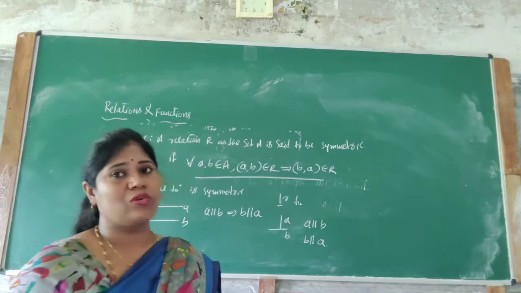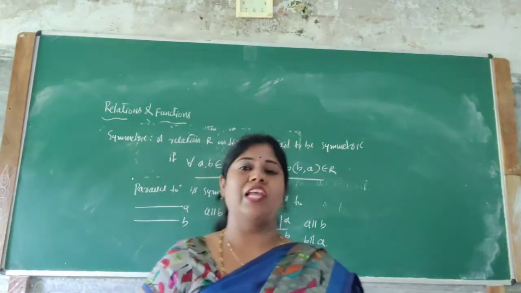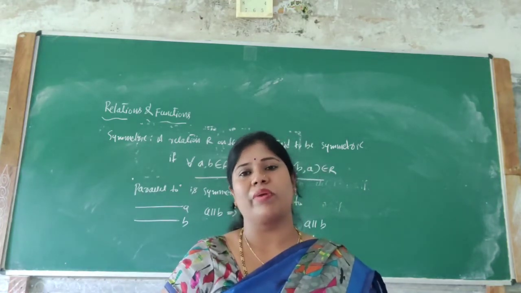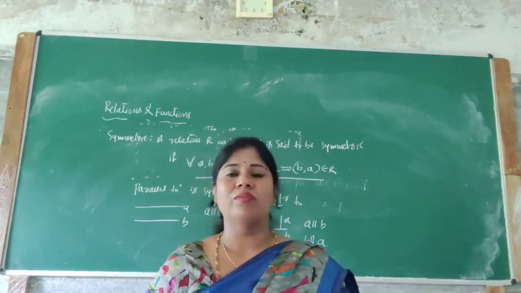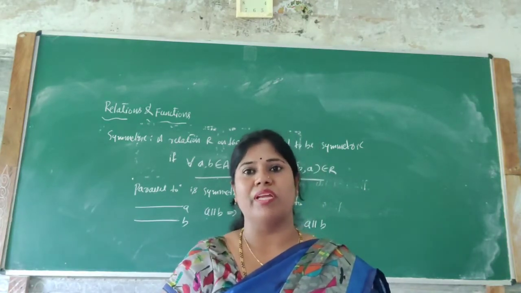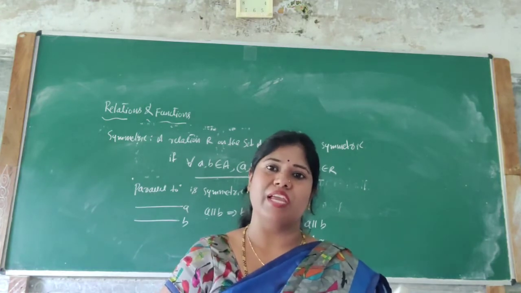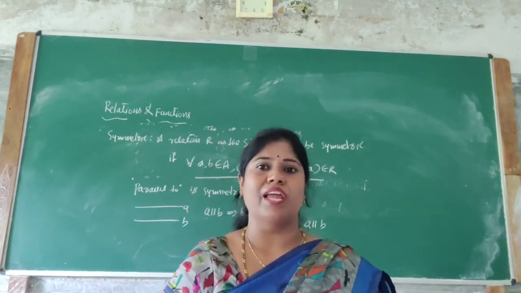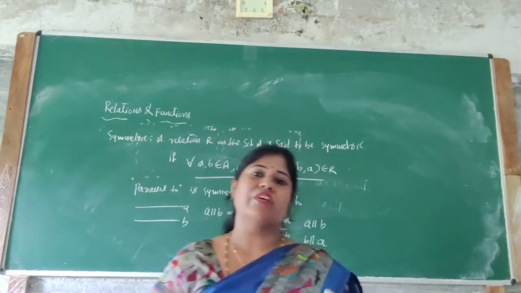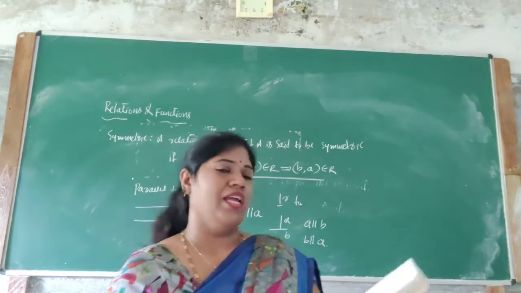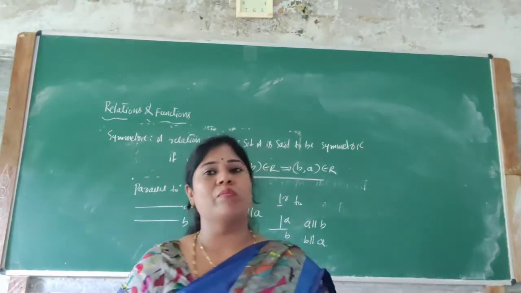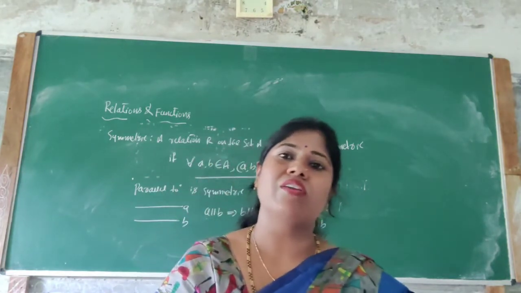Similarly, perpendicular to is also a symmetric relation because A is perpendicular to B and B is also perpendicular to A. A is a friend of B is not symmetric, because if A is a friend of B, B need not be a friend of A. It may not be. A is taller than B is also not symmetric. A is a brother of B is also not symmetric.